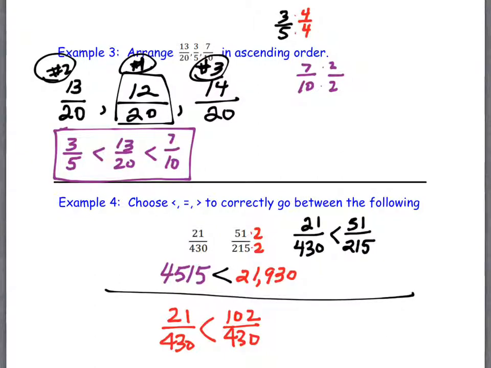Yes, Karen? There's also another way to do that. We could relate it to other fractions that are closer to us, like 50 out of 200 and 20 out of 400 or 440. Yeah, and that's a really good way to think about it.